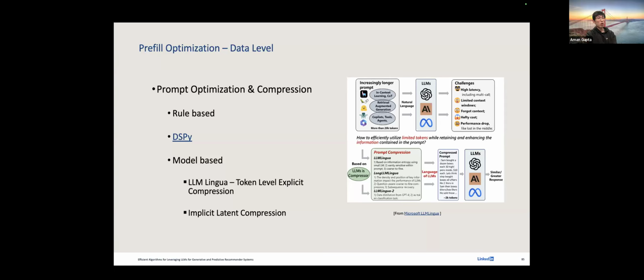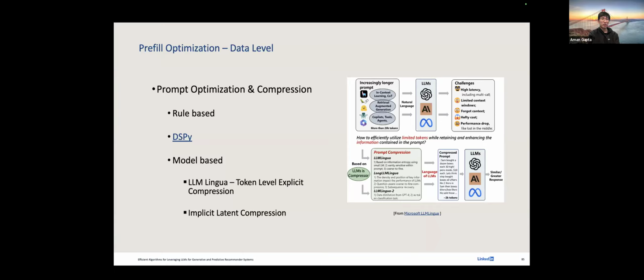One powerful approach is prompt compression. As illustrated here, prompt compression techniques aim to retain the essential information and reduce the token count dramatically, while maintaining or even improving downstream task performance. The simplest way of doing this is a rule-based method, but that requires some expertise and is hard to generalize to different applications.